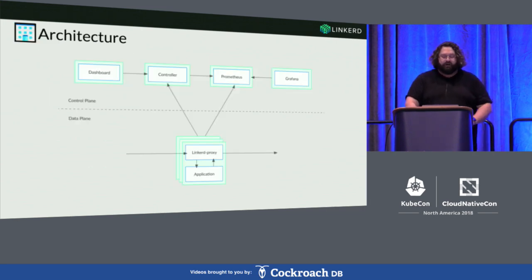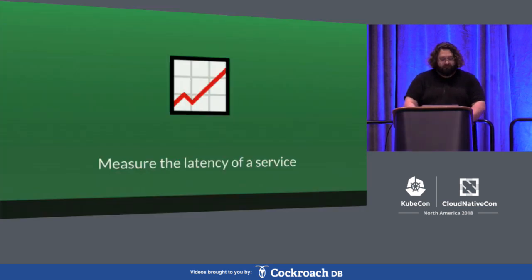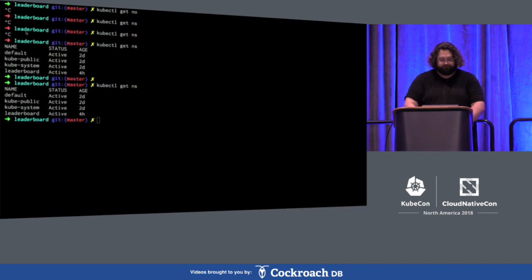But that's only half of the picture. To do a full monitoring setup, you actually need a control plane to go along with your data plane. So we ship with Grafana dashboards and Prometheus out of the box. So with a single install that I'm about to show you, you get the latency and all of the 4 golden signals immediately for your services really quite quickly. So let's go do that.